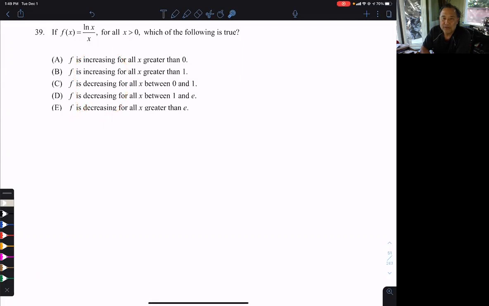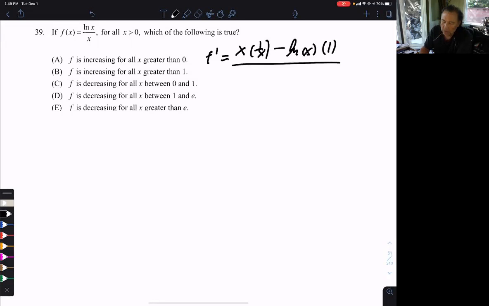The next question we ask ourselves, where can it change? And it's only critical points. So we need to find critical points, and we need the derivative. And as you can see, it's going to be quotient rule. So it's going to be low d high minus high d low all over low squared. And I'm going to get 1 minus ln of x over x squared.